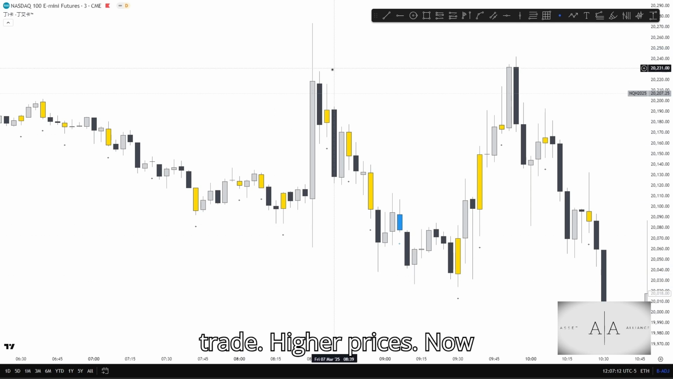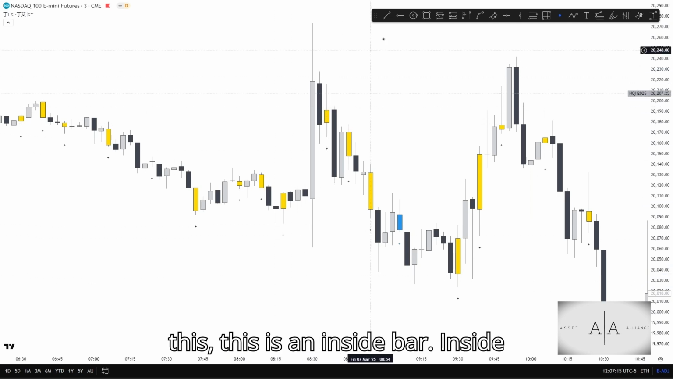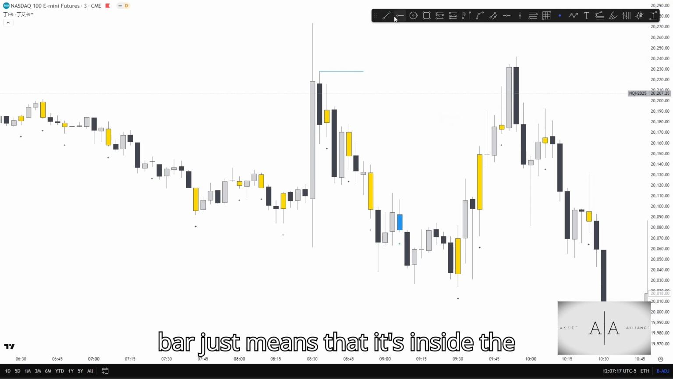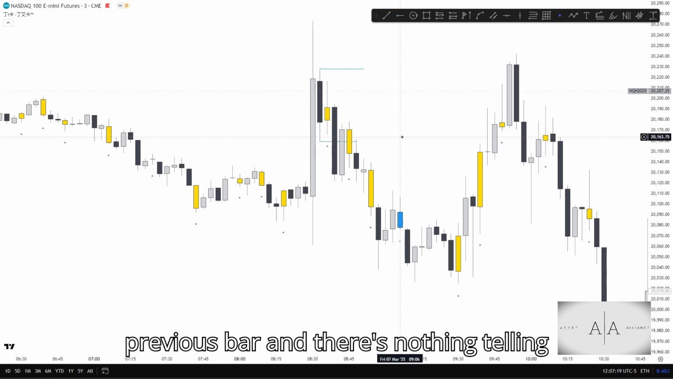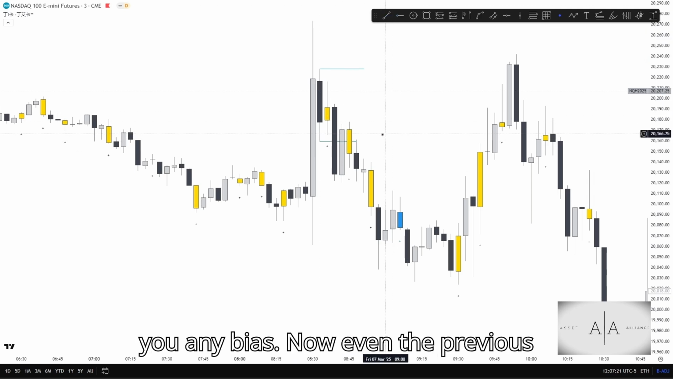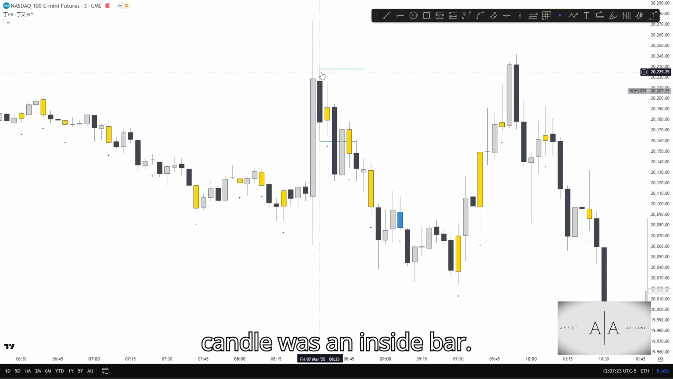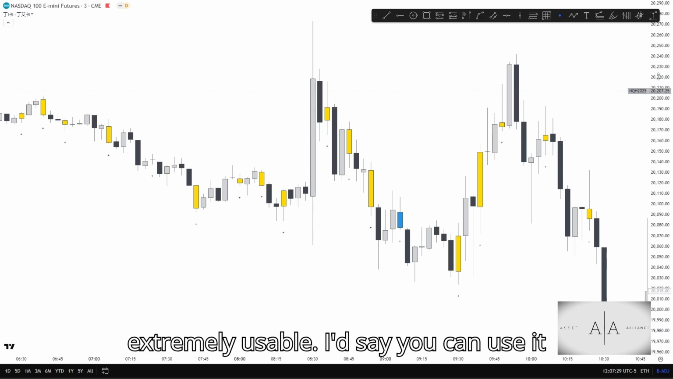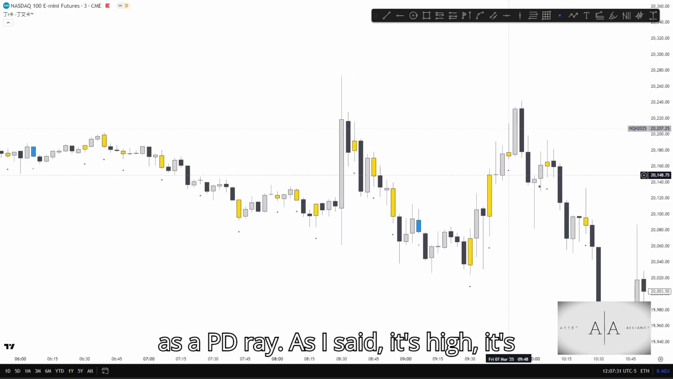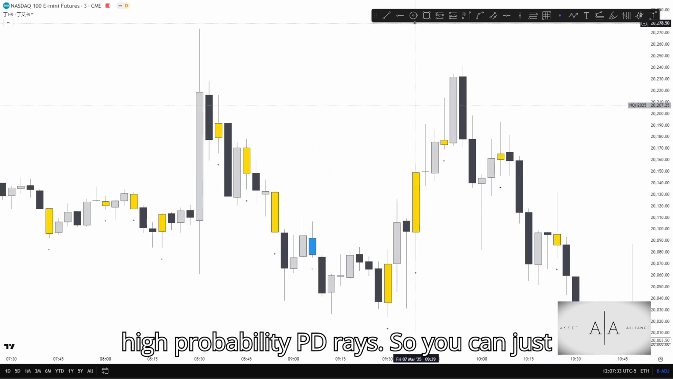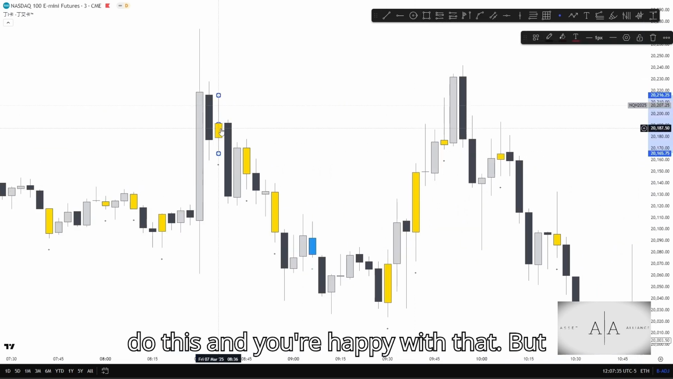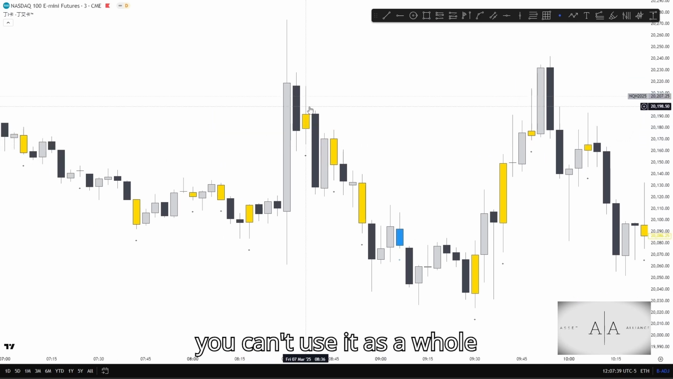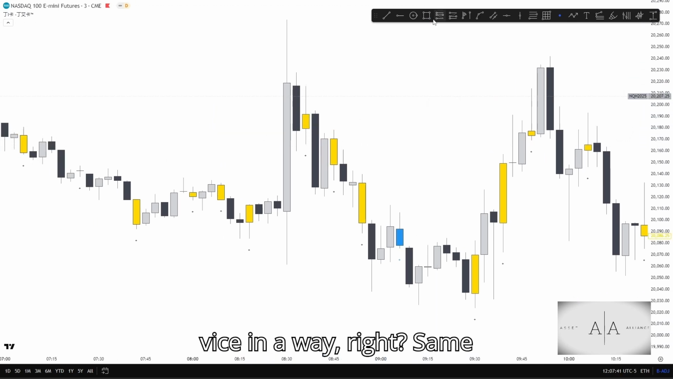Higher prices. Now this is an inside bar. Inside bar just means that it's inside the previous bar and there's nothing telling you any bias. Now even the previous candle was an inside bar. So in this example, this stack is not extremely usable. I'd say you can use it as a PD array. As I said, it's high probability PD arrays, so you can just do this and you're happy with that.